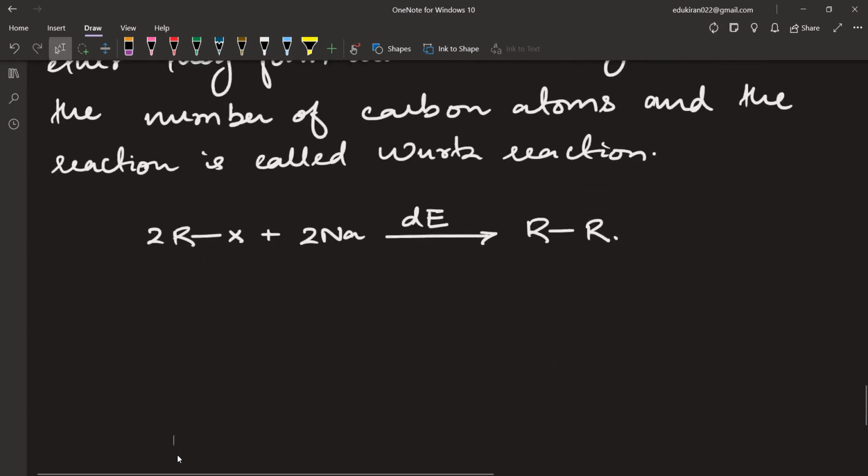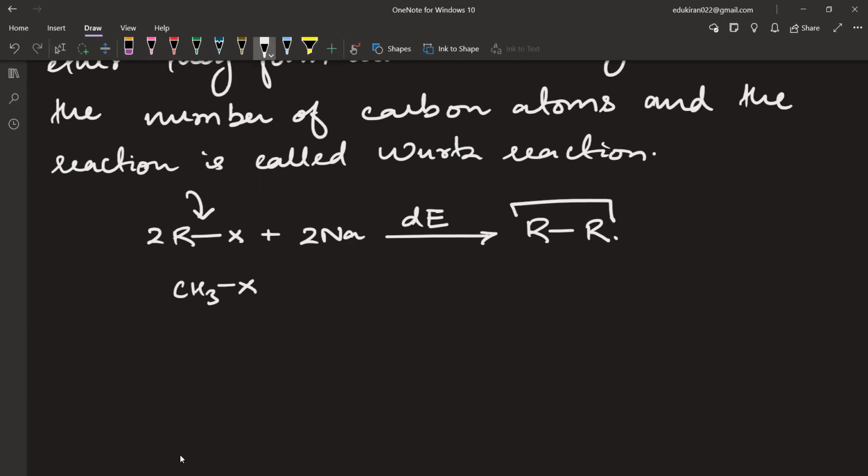See, if you have CH3X, here writing 2 does not mean that we are taking 2 molecules. We are saying that for this reaction the stoichiometry is 2. That means for each product that is formed we need 2 reactants. For each product formed we need 2 reactants. That is just the meaning.